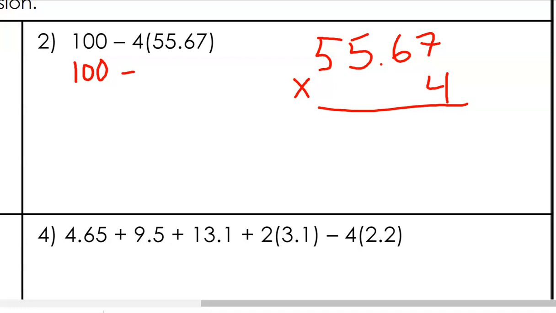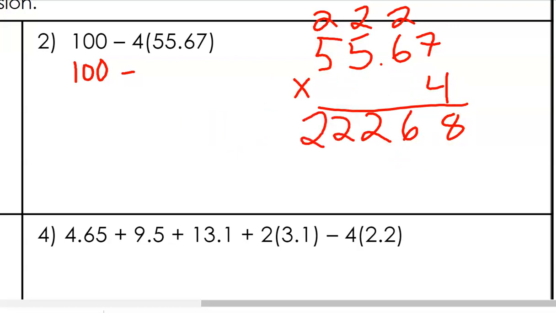So now we have 4 times 7, which is 28. Then we have 4 times 6, which is 24, 25, 26. We add 2. Then we have 4 times 5, which is 20, plus 2. That's 22. Then we have 4 times 5, which is 20. So again, that's 22. All right.